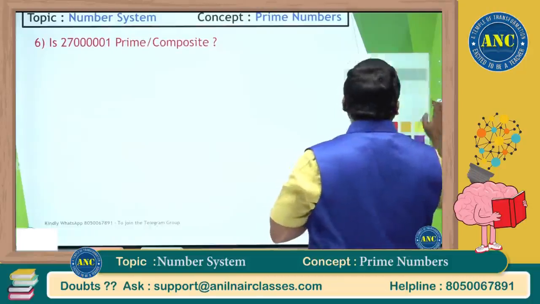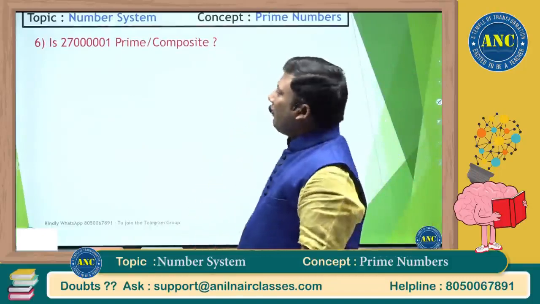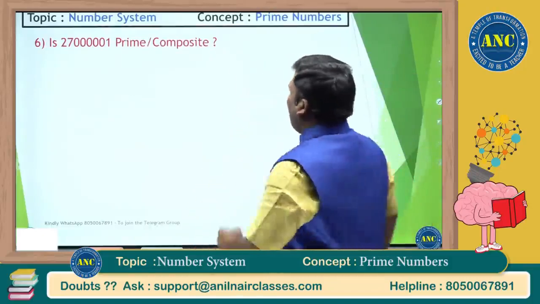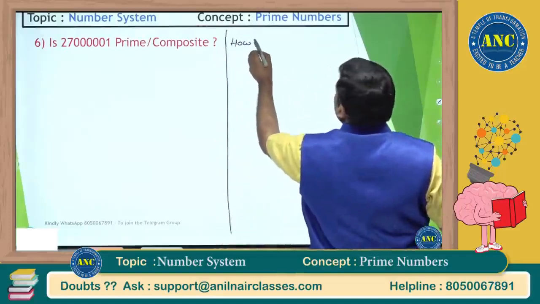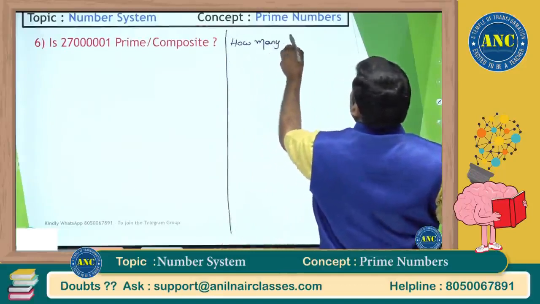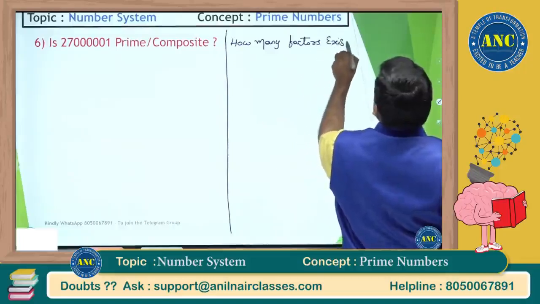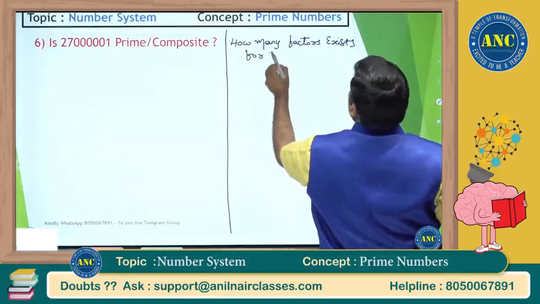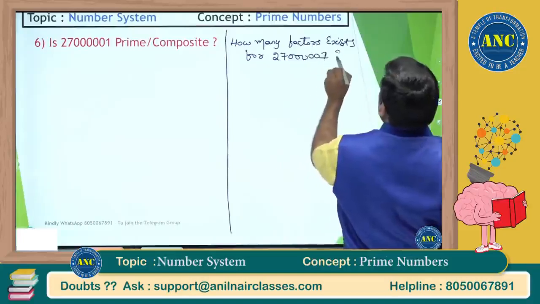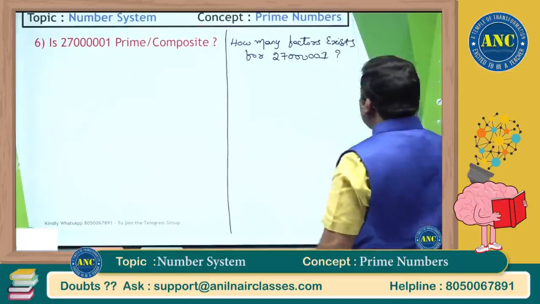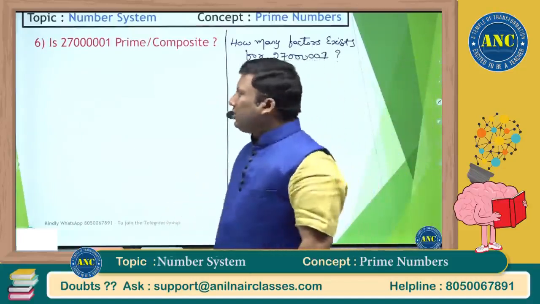Idea clear? Another beautiful question, sir. Is 27 followed by 5 zeros ending with 1 prime or composite? Write down one more question: how many factors exist for 27 followed by 5 zeros ending with 1? Very good question, sir. 27 followed by 5 zeros ending with 1.